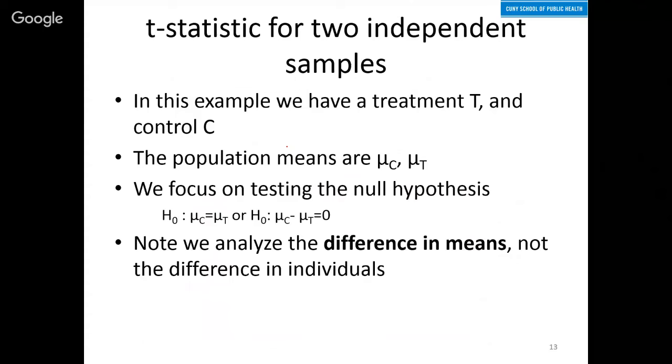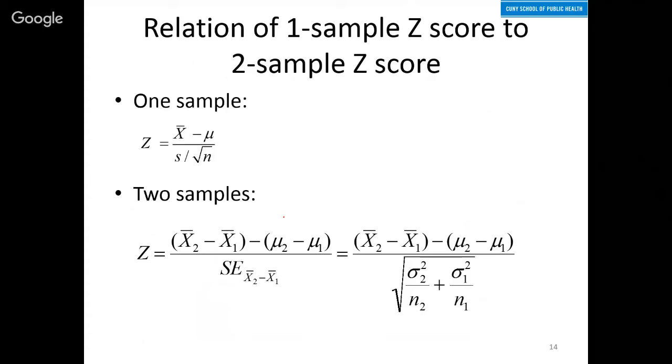So how do we calculate the t-statistic in this case? We've got two groups, treatment and control. We've got potentially two different population means, but under the null hypothesis, those two means, the mean in the control group and the mean in the treatment group, are equal. So it is the difference in the means that our hypothesis is on, not a difference in individuals. So how do we do that hypothesis test on a difference in two means?